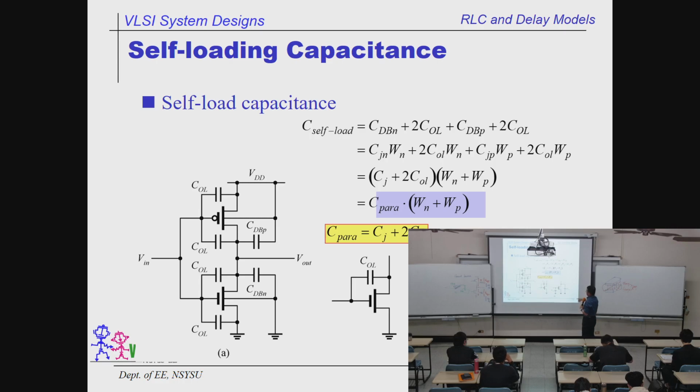All right, and self-load based on this decomposition. This is what you get. Okay, so C parasitic equals these two. It's width of the NMOS, width of the PMOS, times Cj plus 2 times the C overlap. It's about this big. Not too hard. Okay? So basically, this is small compared to the load that you want to drive.